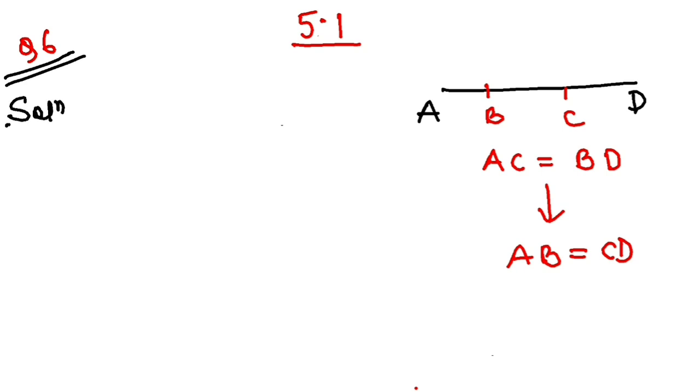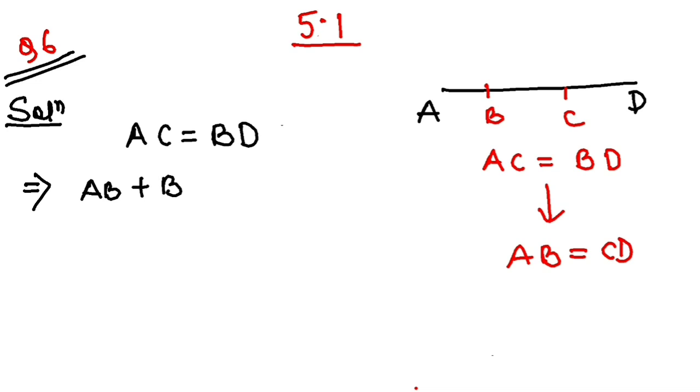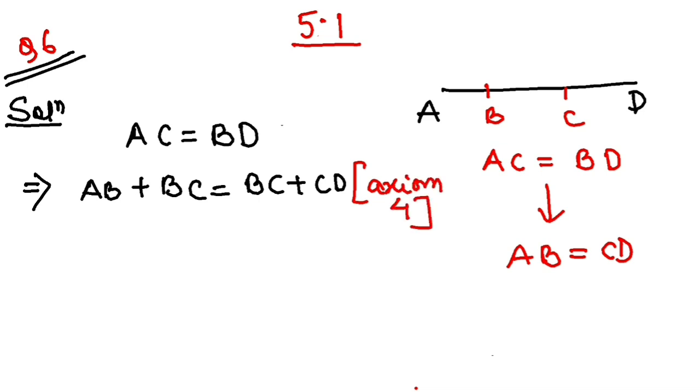What I'll do, what is given to you? AC equal to BD, right? How can you split AC? AB plus BC. And how can you split BD? BC plus CD. Now this will be axiom 4, things which coincide with one another, right?